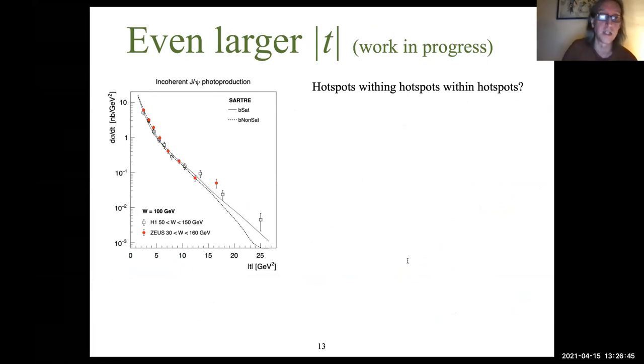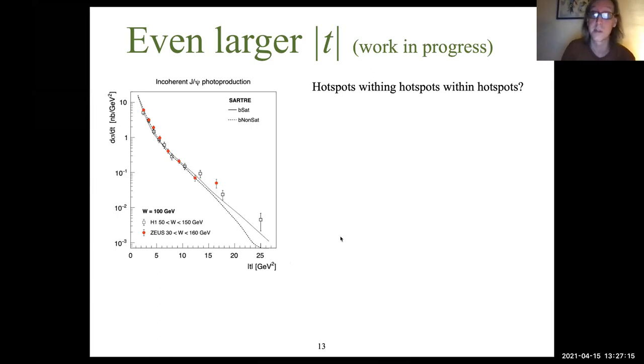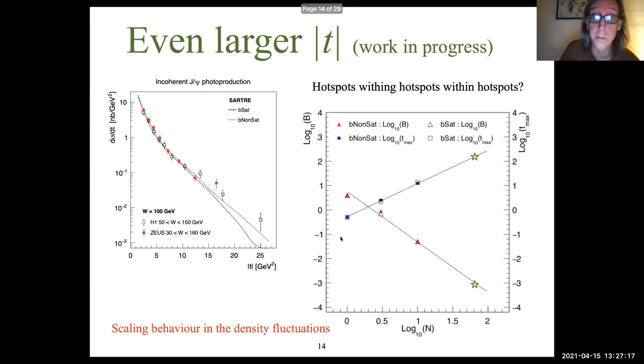What about larger t? So from ZEUS and H1, we have incoherent cross-section up to t of 30, which we can, you know, confront with our model. And we see that it's hard to say, but it seems to not do quite as well as we would have hoped for the largest t around from 12 or so. It seems to have a new slope in the data. So does that mean that we have hotspots within hotspots within hotspots in the proton?